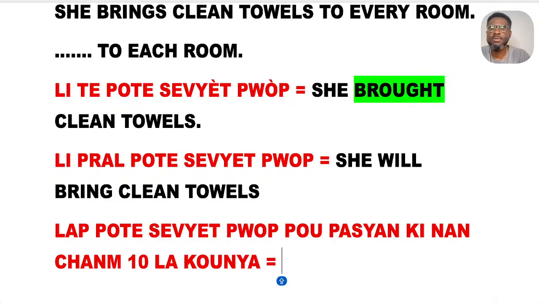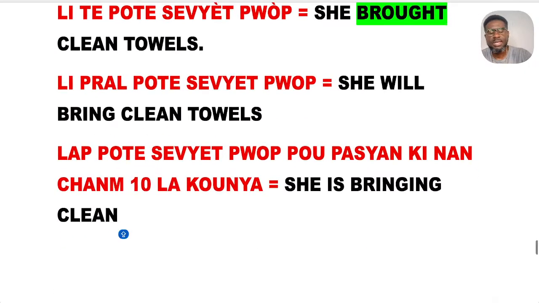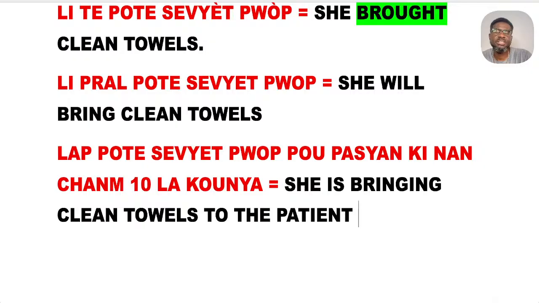Okay, so a little bit longer. It's something that she's doing at the moment. So first of all, she is bringing, right? We know the verb, and we have it conjugated well. Okay, she is bringing clean towels. Clean towels, so serviette propre. She is bringing clean towels to the patient in room 10 now.